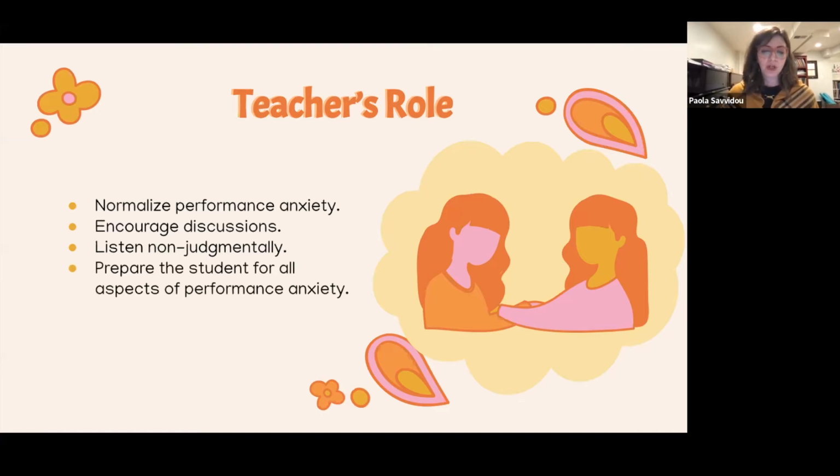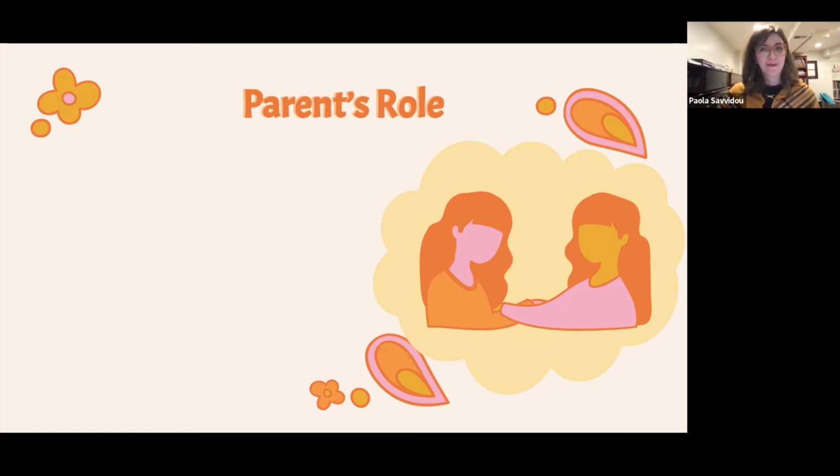And the most important job that we have as teachers is to prepare students for all aspects of performance anxiety consistently and methodically, just like we prepare them for everything else. This should be part of our planning. But again, remember, there are multiple factors that come into performance anxiety.